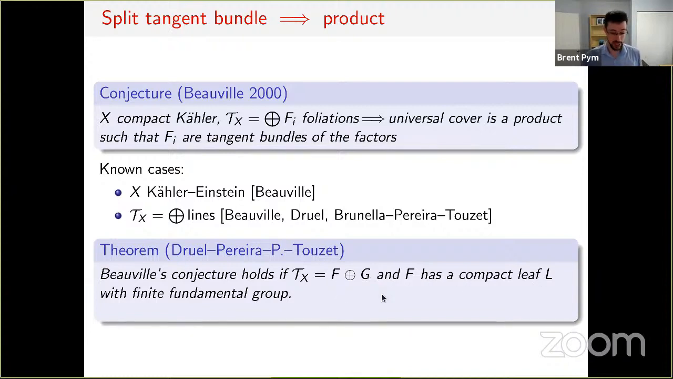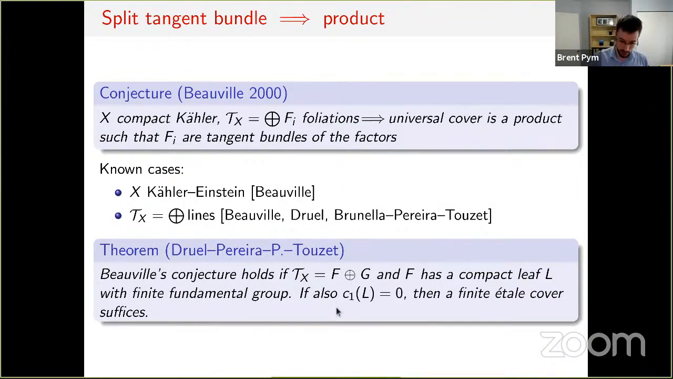The tangent bundle splits into 2 foliations. One of them has a compact leaf with a finite fundamental group. Then the conjecture holds. And actually, a little bit more is true. If the first Chern class of this leaf is 0, then you don't need to go all the way to the universal cover. Actually, just a finite cover will be enough.